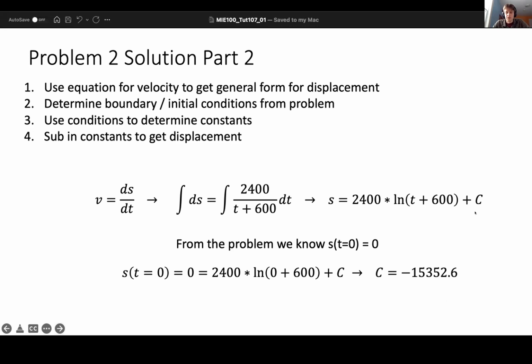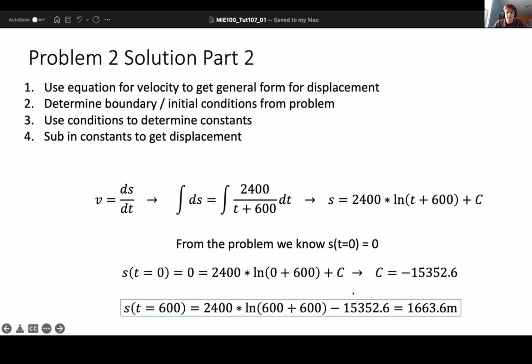Now that we know c, we can solve for the displacement after 10 minutes. So displacement at t equals 600 seconds. I'm using seconds here to make sure the units are consistent. So s(600) is equal to 2400 times ln of 600 seconds plus 600, minus 15,352. And that equals 1663 meters. And that is the solution. Do we have any questions before we move on?